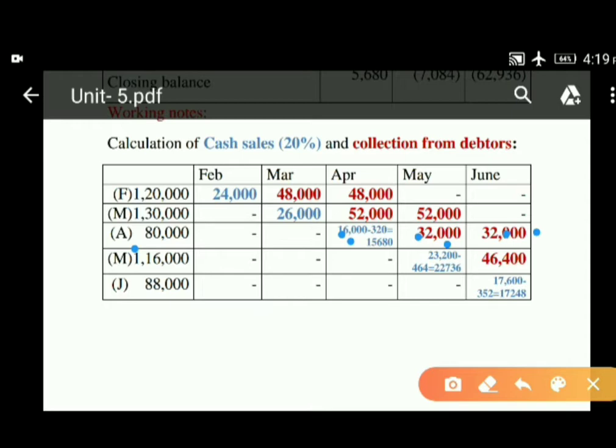Okay, so next, coming to May. See here, what are the sales for the May? 1,16,000. So 1,16,000 లో 20% calculate చేస్తే then the amount will be 23,200.